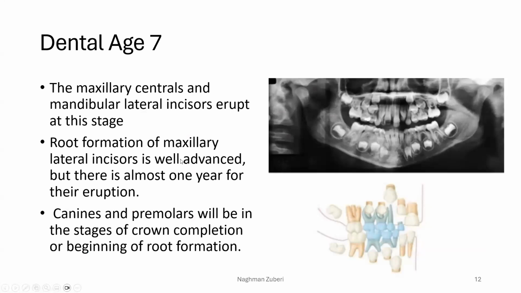Dental age 7: the maxillary central and mandibular lateral incisors erupt at this stage. Root formation of maxillary lateral incisors is well advanced, but there is almost 1 year for their eruption. Canines and premolars will be in the stages of crown completion or beginning of root formation.